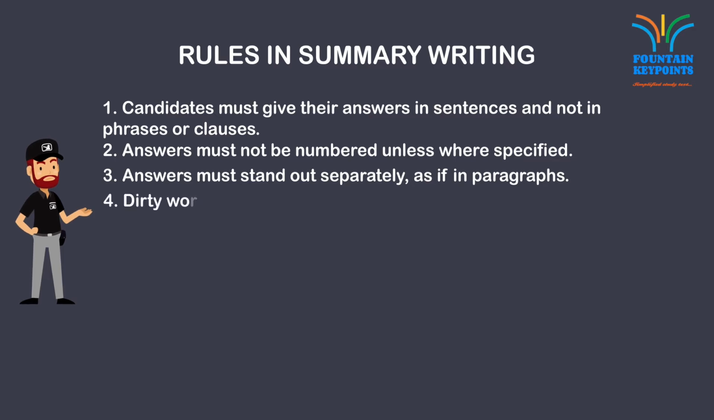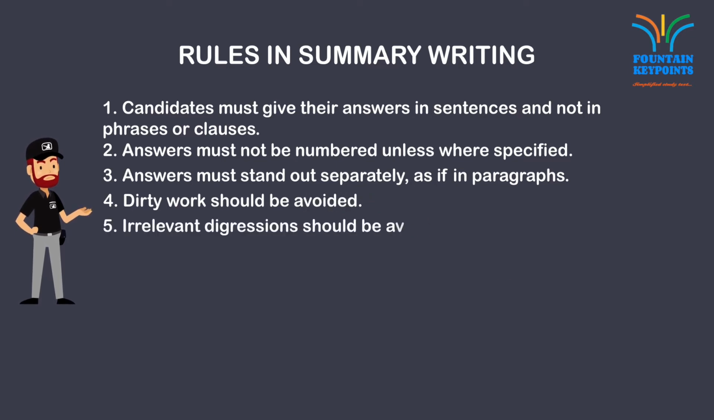Number 4, dirty works should be avoided. When you have to cancel a word you did not intend to write, cancel the word with a single stroke across it. Do not create a smudge on the word. That will lead to dirty work, and you could lose 2 marks for that. Number 5, irrelevant digressions should be avoided. You should address the subject matter. Do not veer off what you are meant to attend to and begin to cite, illustrate things that have no bearing with the work at hand.